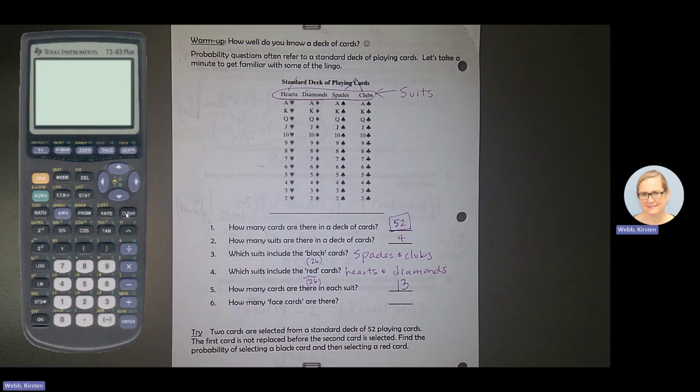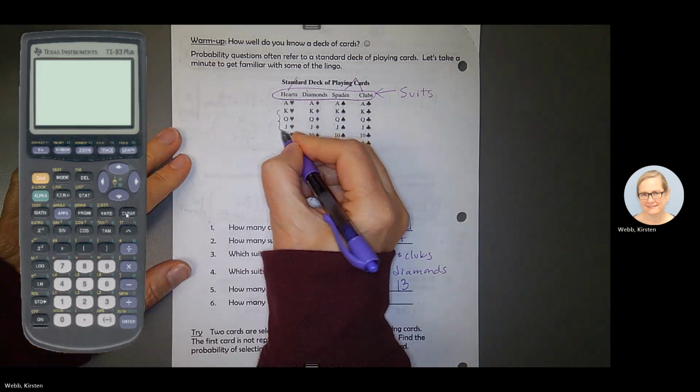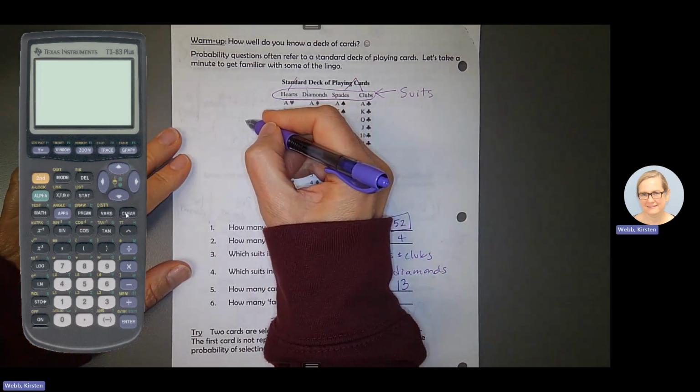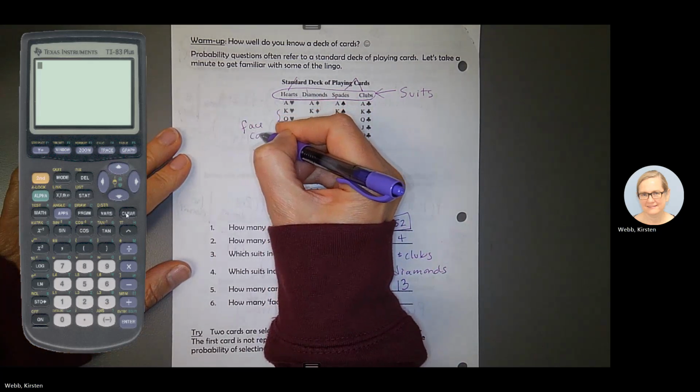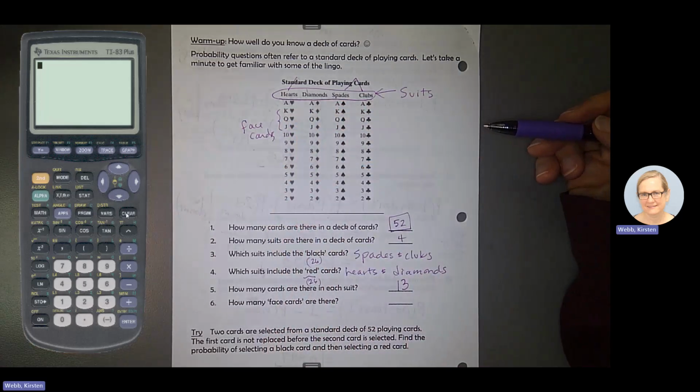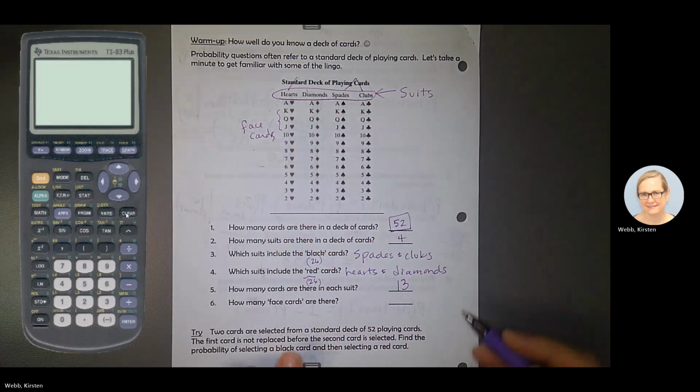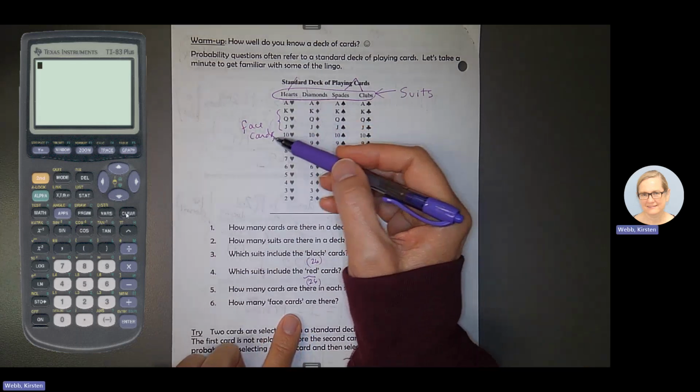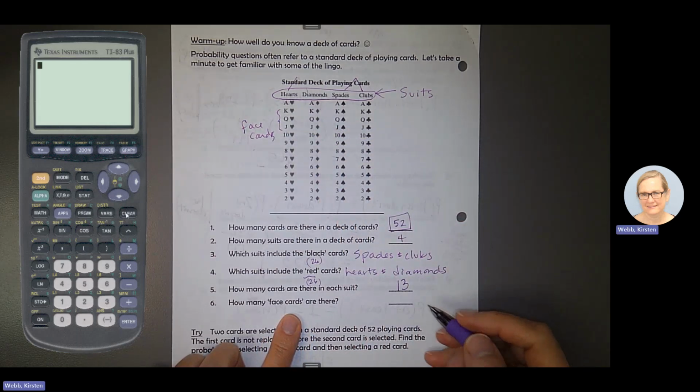What do we mean by face cards? What would that include? That would include kings, queens, and jacks, yeah. Not aces. Sometimes people want to put aces in there. But just the ones that actually have faces on them, like a king has a face and a queen has a face. Jack has a face. So king, queen, jack in each of the suits. How many face cards altogether? 12. Nice.